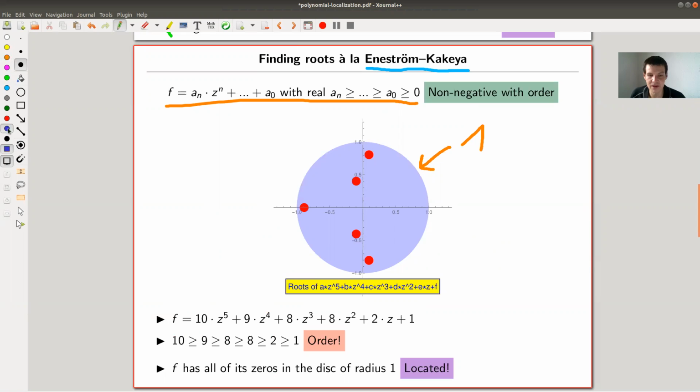Okay, so for example, here is my polynomial 10, 9, 8, 8, 2, 1, which I have absolutely no chance to solve algebraically. It's certainly ordered. That's very easy to check. So all of its roots that you can see up here are located in this circle of radius 1. So let's also have a look at that theorem in Mathematica.